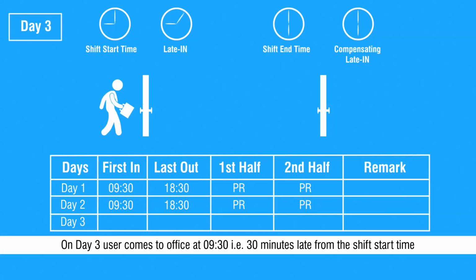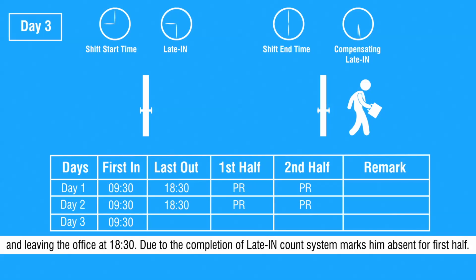On day 3, user comes to office at 9:30, that is 30 minutes late from the shift start time and leaving the office at 18:30. Due to the completion of LateIN count, system marks him absent for first half.